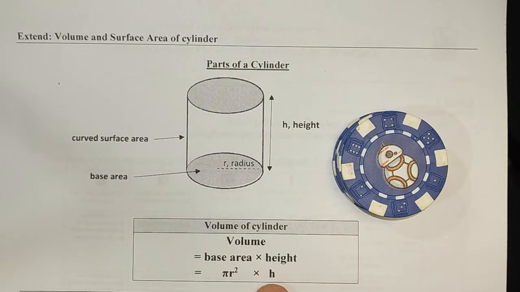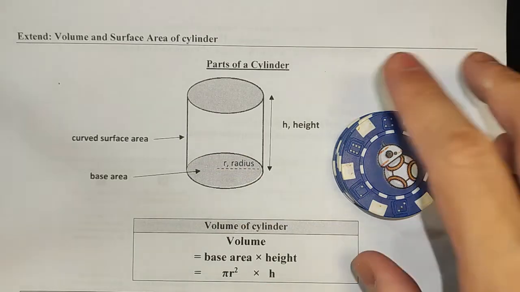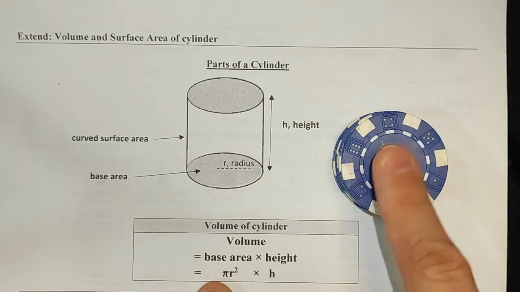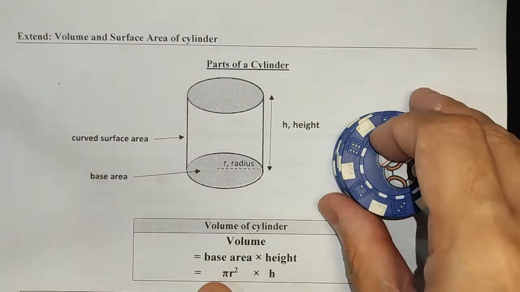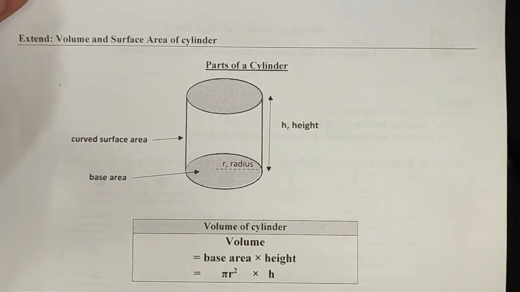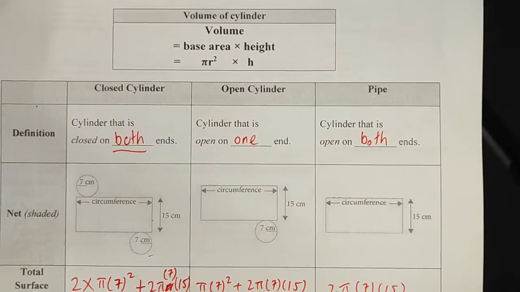So hence the formula is this, very similar to the prism. In fact, easier than the prism. You don't need to care about what the base area is, because it will always be a circle. For what we are learning, the cylinder will always have a circle at the base. So this is how we find the volume of the cylinder. Next we're going to talk about the surface area.